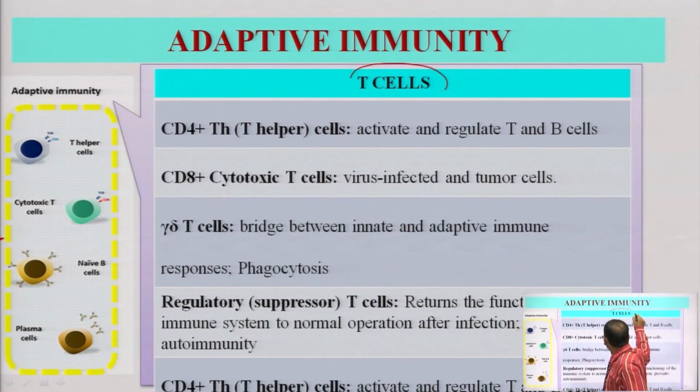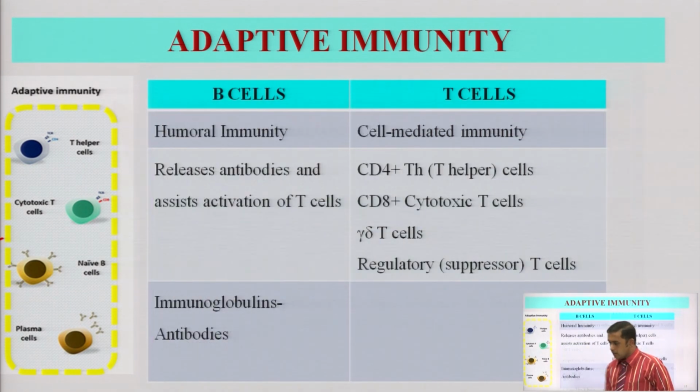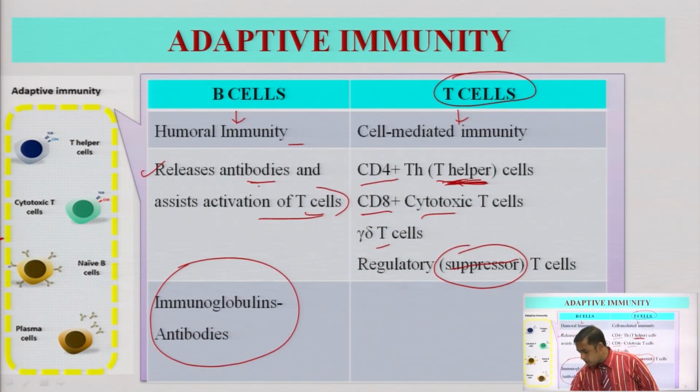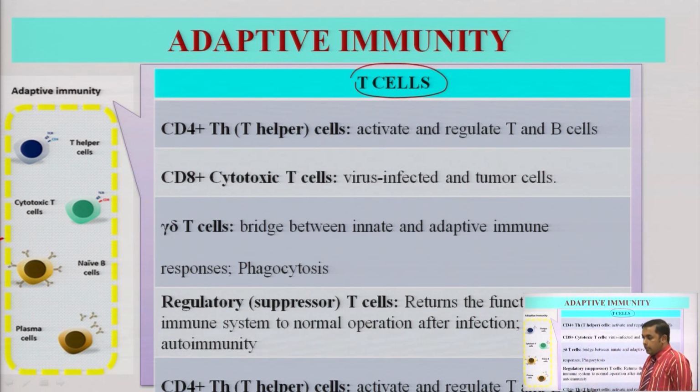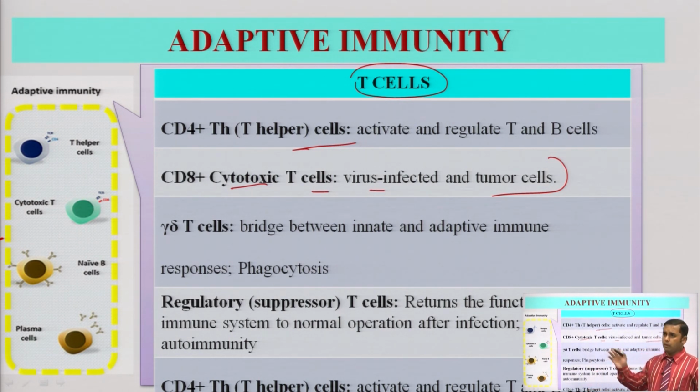Let me tell more about the T cells, whatever I was discussing. So, helper T cells activate and regulate the B and T cells, and the cytotoxic T cells target virus infected and tumor cells. Cytotoxic means it will be harmful for the cell, which cell actually gets toxicated, which cell actually gets infected by microbes. So, if a body cell gets infected by microbes, then it will come into the picture, it will destroy and kill it. And gamma delta T cells are a bridge between the innate and adaptive immune system.